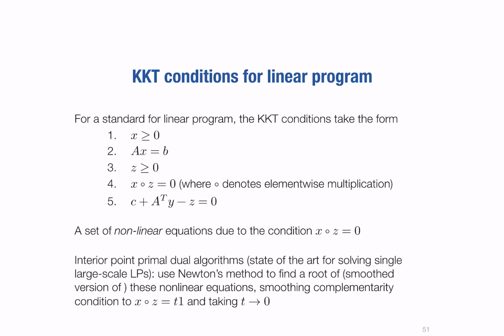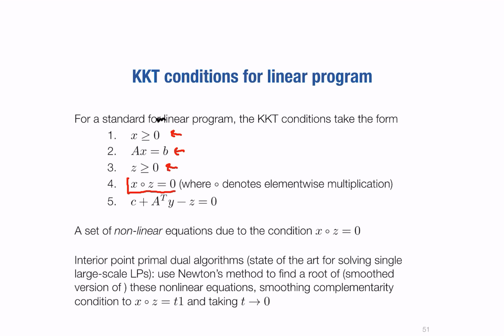Now, let's look at these in a little more detail for the case of linear programs in particular. If we take the KKT conditions and write out what these are for a standard form linear program, they take the following form. x is greater than or equal to 0. That would be my inequality constraints. Ax equals b. That's my equality constraints. z is greater than or equal to 0. That's my dual variable constraints.